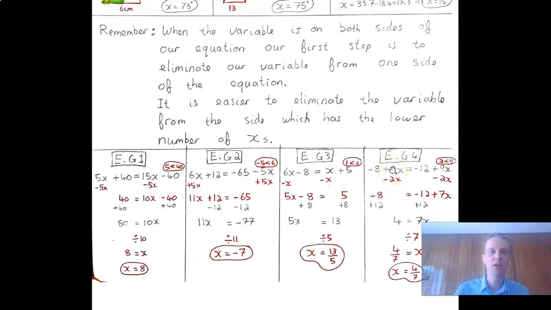Okay. If we want to eliminate x's, let's just look in general. We've got 5x here. If we want to eliminate that, if we want to get rid of it, we need to subtract 5x from this side. If we subtract 5x from this side, we need to also subtract 5x from that side. Here, we want to eliminate the minus 5x. To eliminate minus 5x, we need to add 5x to both sides. Minus 5x plus 5x is nothing. 6x plus 5x is 11x.